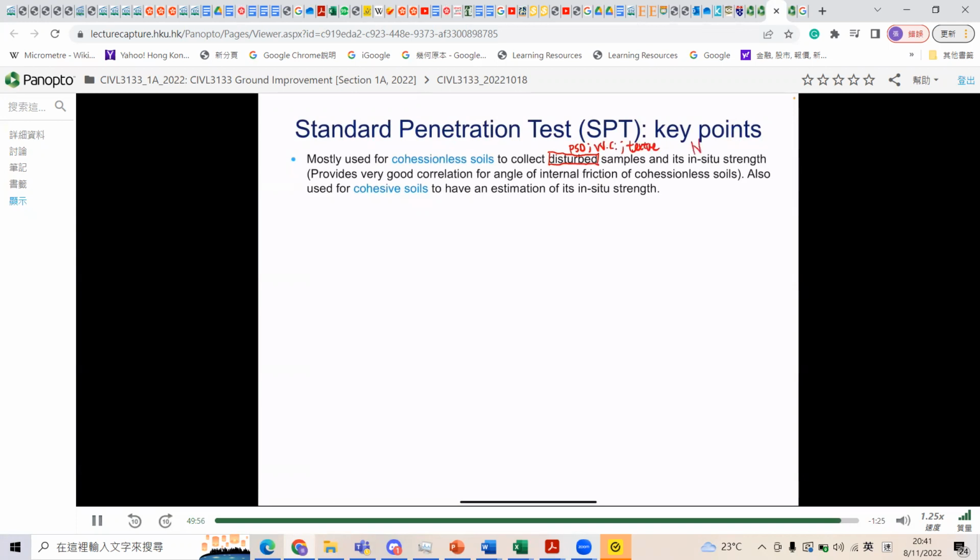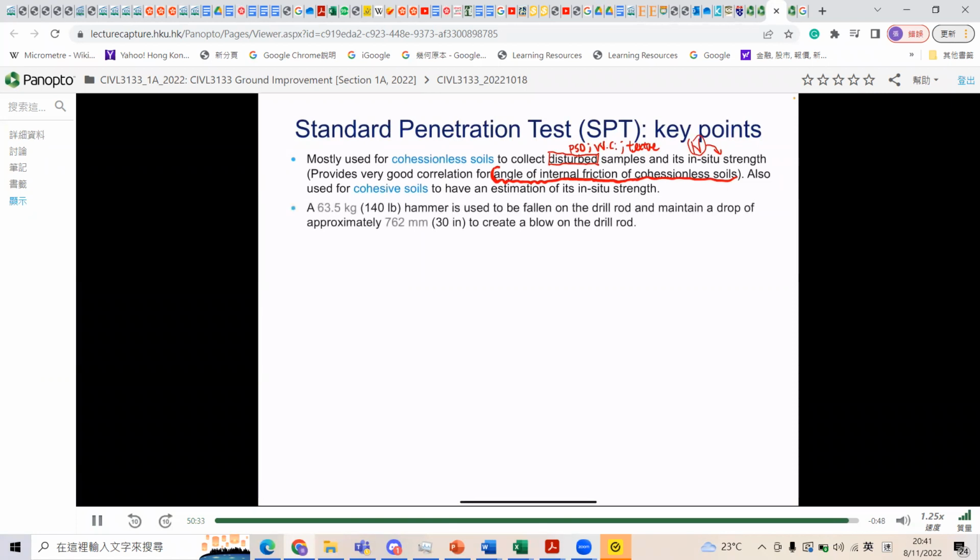You can use the N value that you get, the blow count, and relate it to the in situ strength. In Hong Kong, we're very rich in SPT data, so we have lots of correlations to get very good strength correlations. And in Hong Kong, we have so much data, in fact, that we can get very reliable internal friction angles for local cohesionless soils. For cohesive soils like clay, we still can actually get decent in situ undrained strength parameters as well.